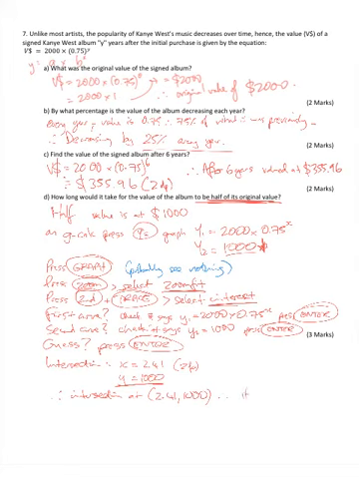Therefore, it takes 2.41 years for the value of the album to halve, which is $1,000.